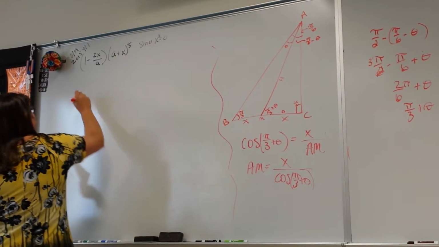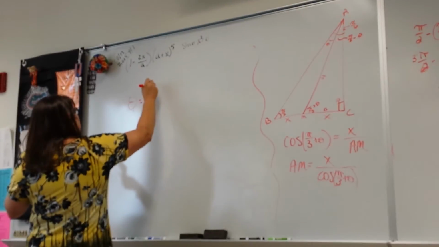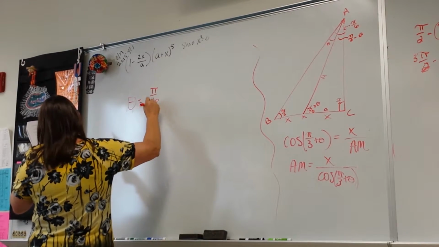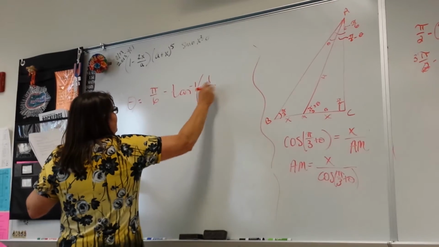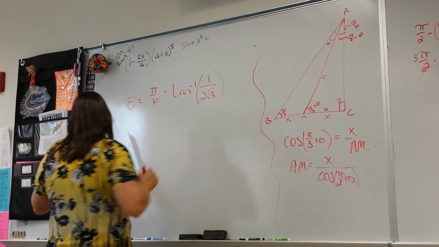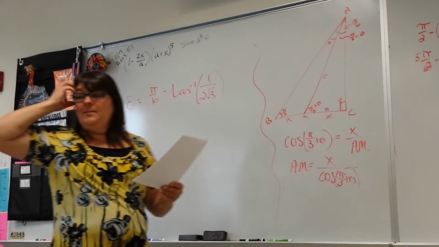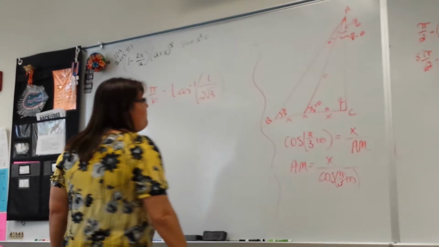Says show that theta is equal to pi over 6 minus tangent to the negative 1 of 1 over 2 square roots of 3. And this is only a 2-point part. They had fun with that. They did have fun. Okay, so they want me to solve for theta.